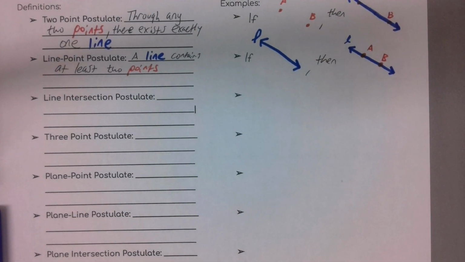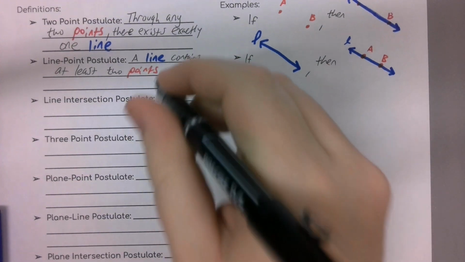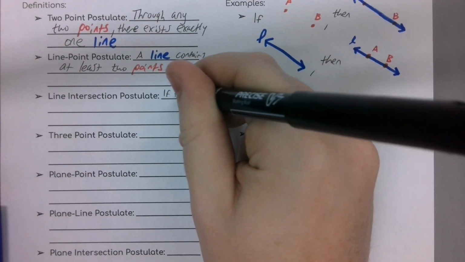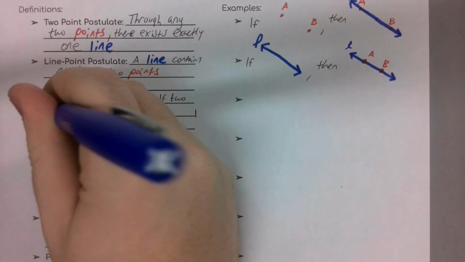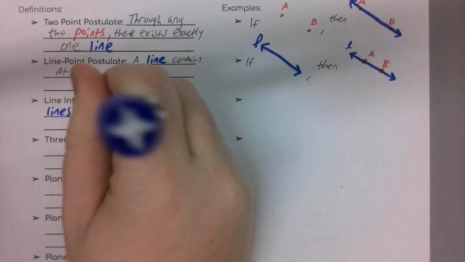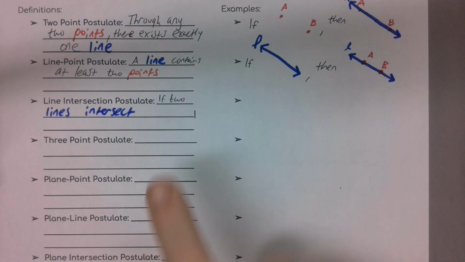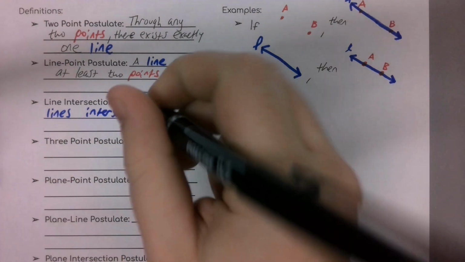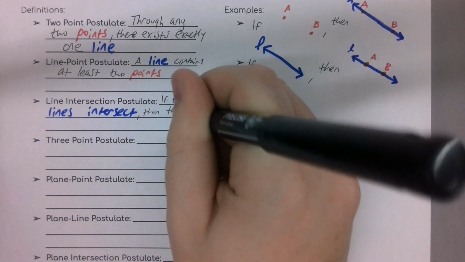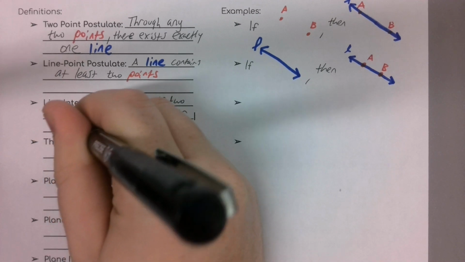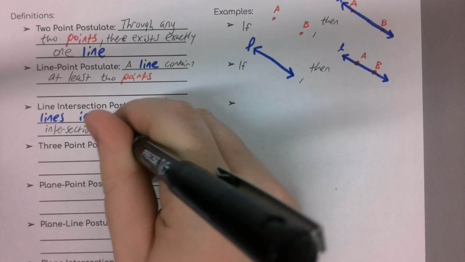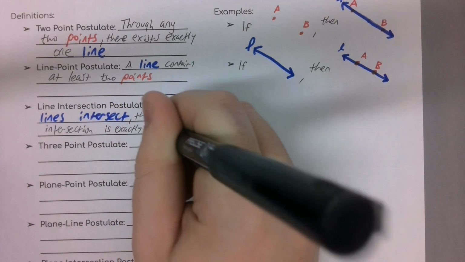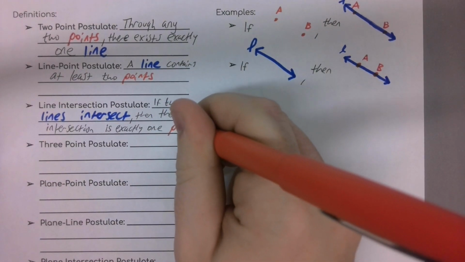Next up, we have the line intersection postulate. And again, we mathematicians, not being the most creative namers in the world, decided that it's exactly what it sounds like. If 2 lines intersect, and remember, intersect means to cross over, so either they cross like this, or whatever may have you, then their intersection, the place where they cross over, is exactly 1 point.